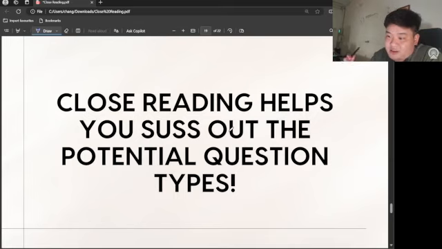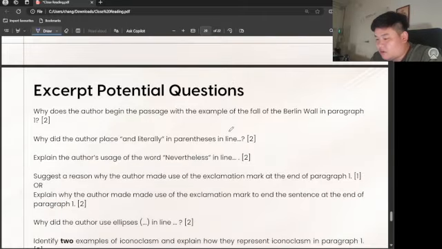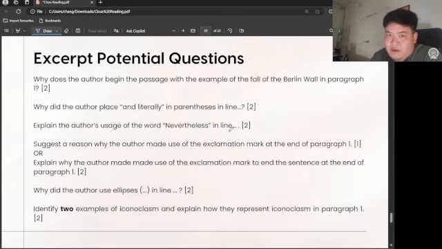Okay, because close reading helps you suss out the potential question types. For example, if I were to set a question just on the paragraph that you saw earlier, these are the potential questions that I can set. And I think I did set one of these questions for the actual comprehension paper that we created. I can't remember already, it's been a while. But yeah. So why does the author begin the passage with the example of the fall of Berlin Wall?